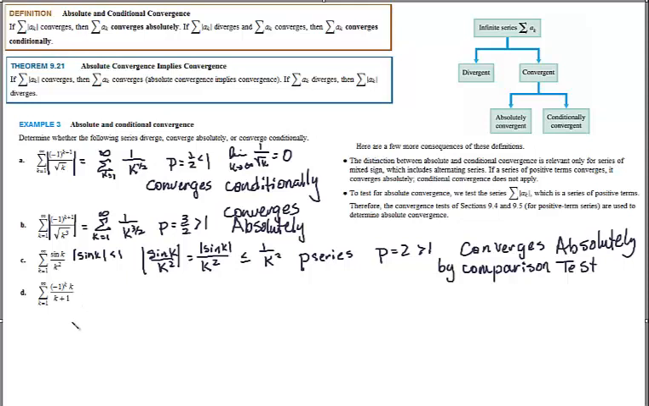Alright, in the next one, if I look at the limit as k goes to infinity of k over k plus 1, I'm going to see that this goes to 1, therefore this thing diverges, and I don't really have to look at anything else. Once I find that it diverges, I'm done. That makes it nice.